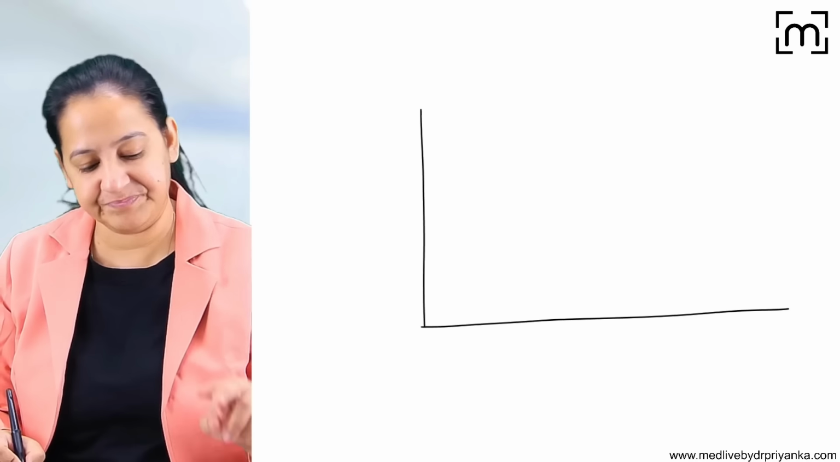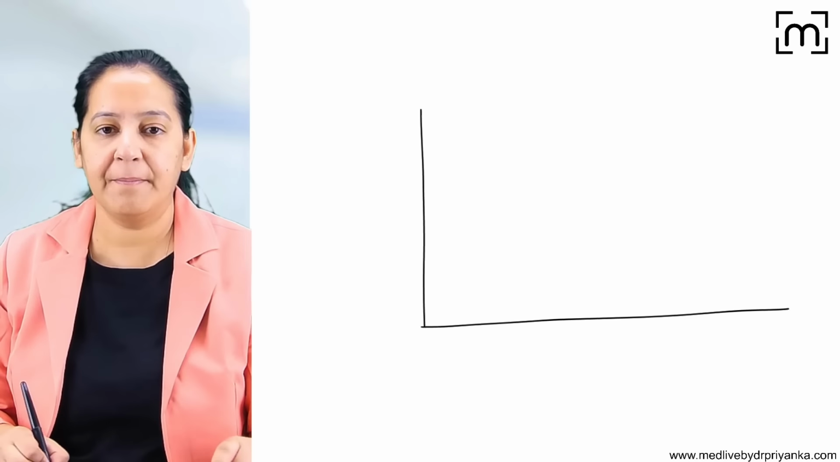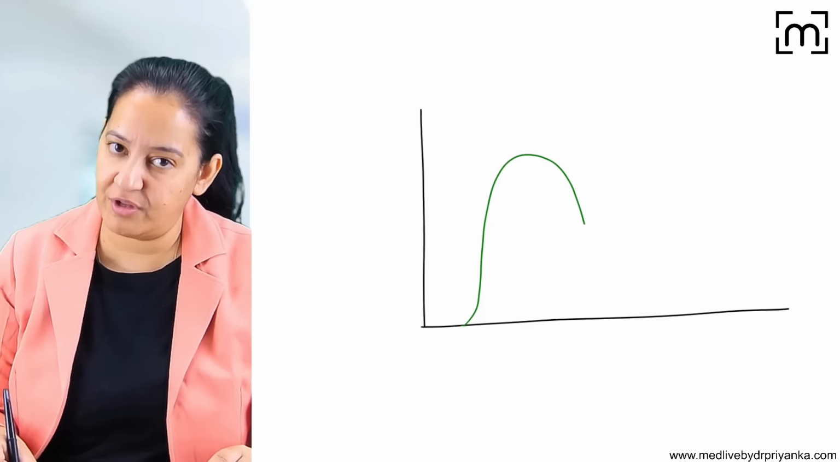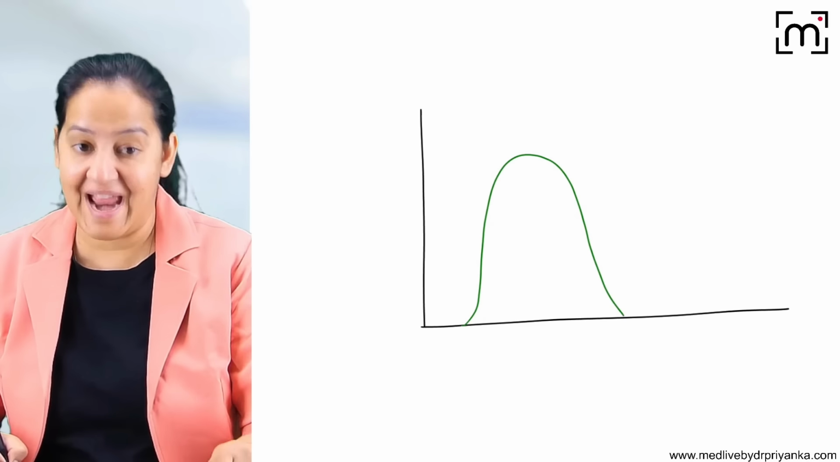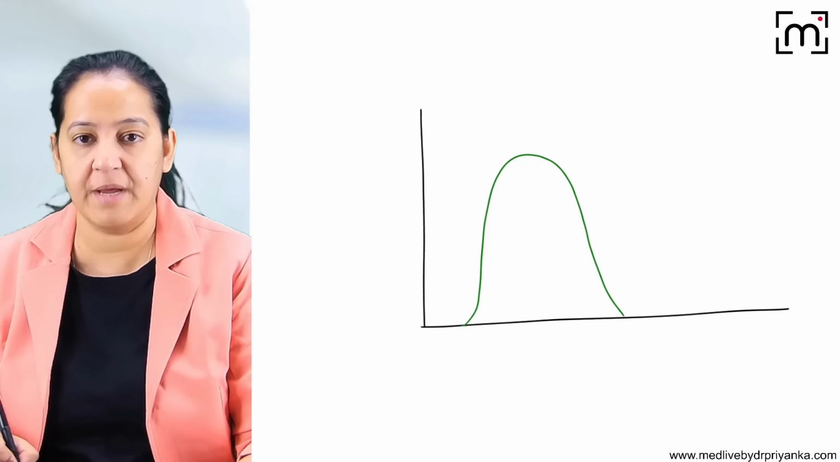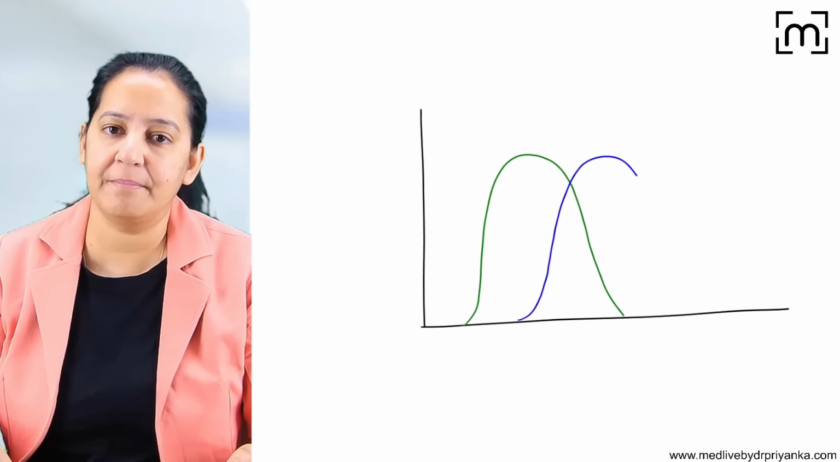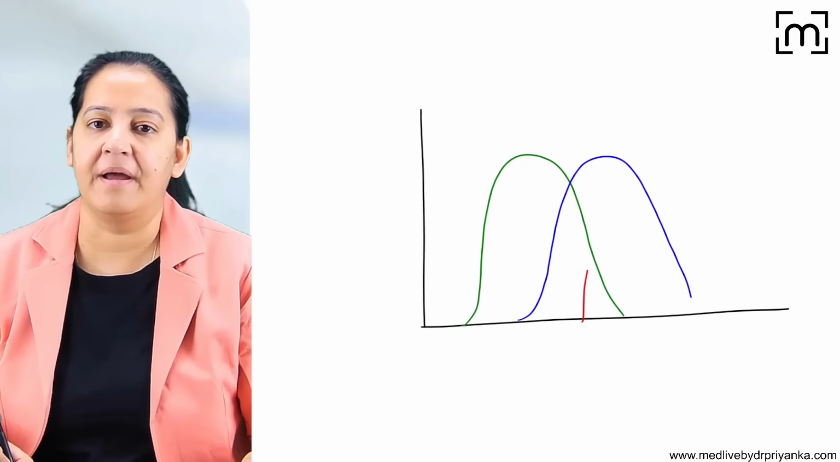So what will we get? We will get three things. Number one, the virus. First of all, the virus will come. Then we will get the antibodies, the two types of antibodies. What are the two types of antibodies? First IgM will come, it will go, and then IgG will come and it will never go.